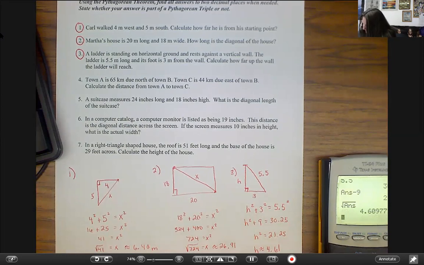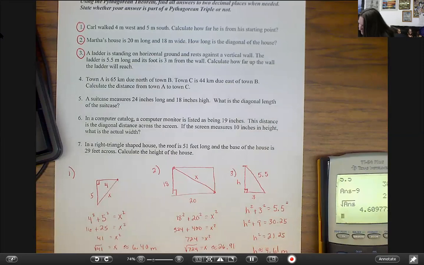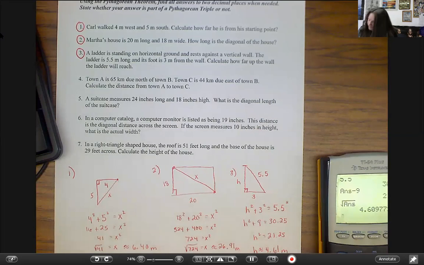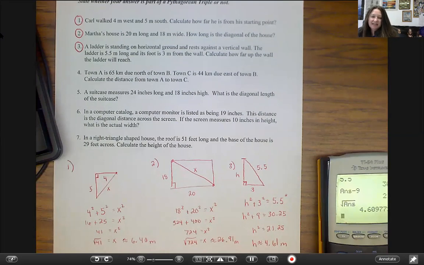4.61. And what would be my units of measure here would be meters. These have all been in meters so far. So then we've got our height in that case. Keep in mind here the ladder against the wall is kind of at your diagonal, that's your hypotenuse, because it's across from that 90-degree angle.